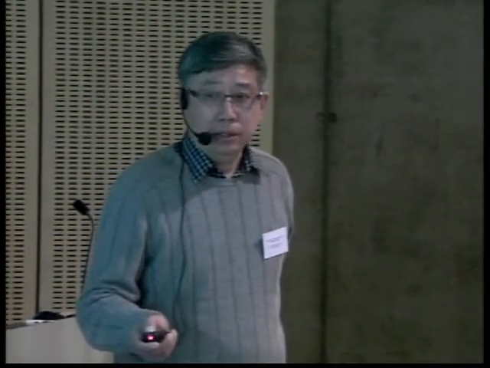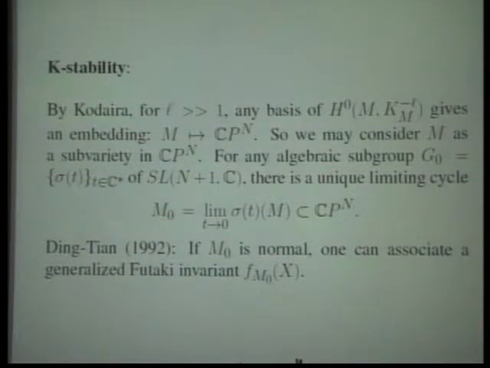The upshot here is that even if M0 is singular, you can still define a Futaki invariant as I said before. But the difference here is that M0 may be different from M. M is the original manifold which may not have a holomorphic vector field, but M0 does have a holomorphic vector field, so that you can define an invariant. X here is simply the vector field generating this one-parameter subgroup.